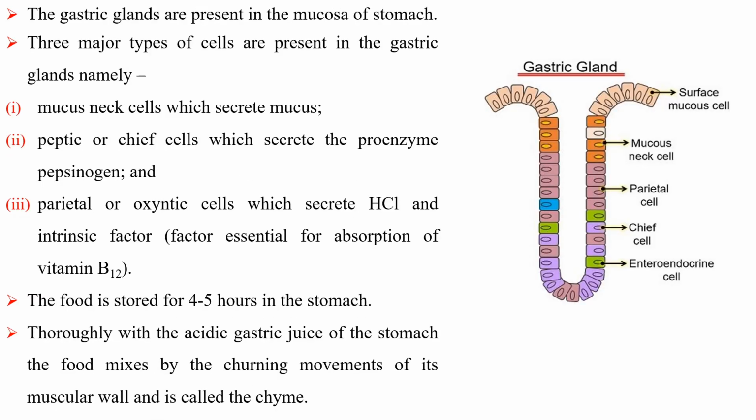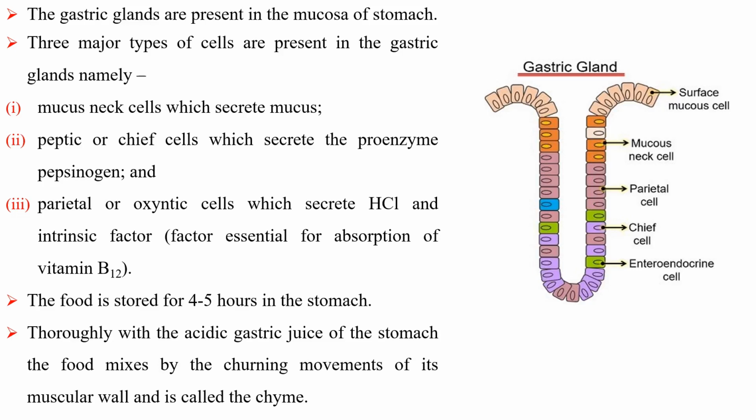The gastric glands are present in the mucosa of the stomach. Three major types of cells are present in the gastric glands, namely: 1. Mucous neck cells that secrete mucus, 2. Peptic or chief cells which secrete the proenzyme pepsinogen, and 3. Parietal or oxyntic cells which secrete HCl and intrinsic factor.